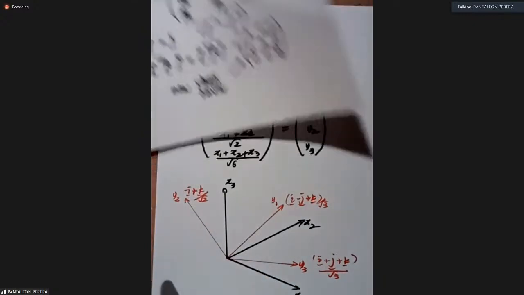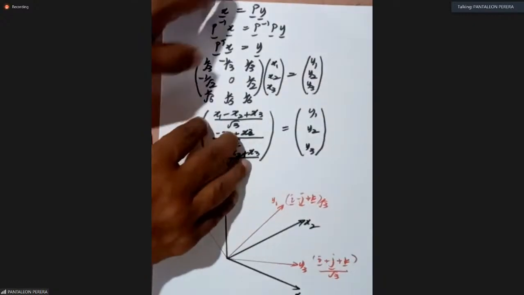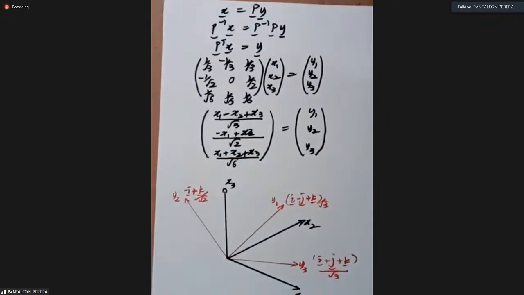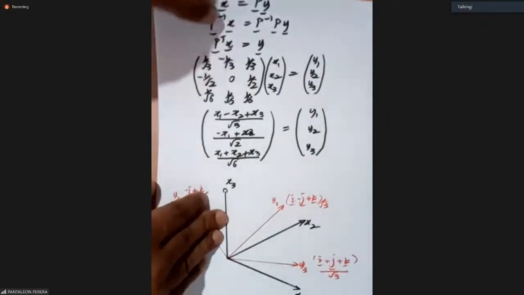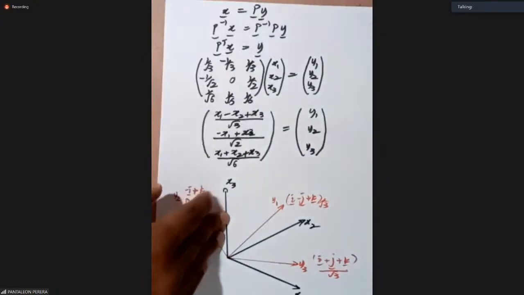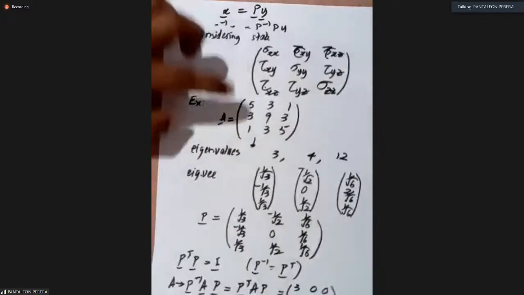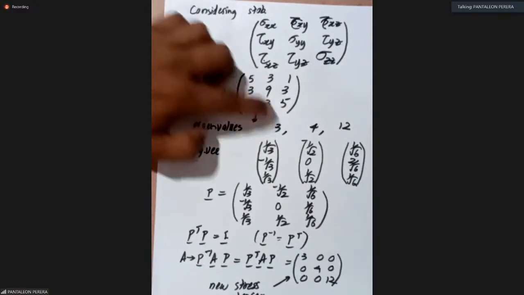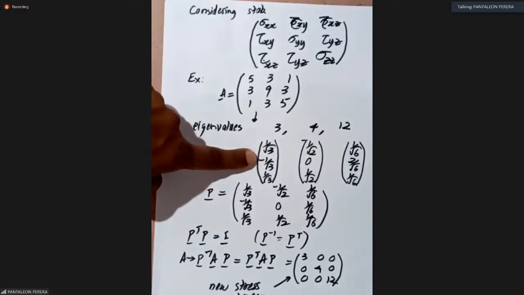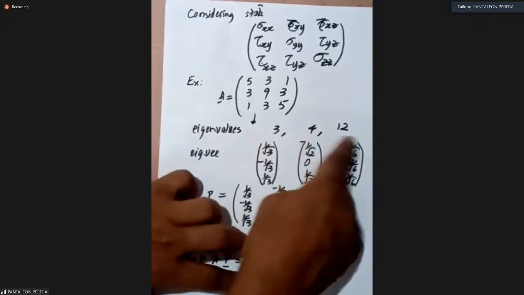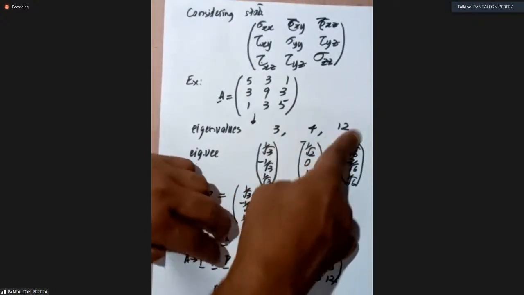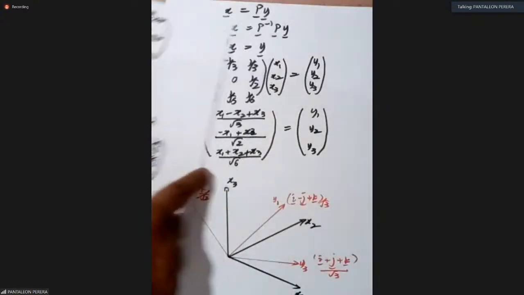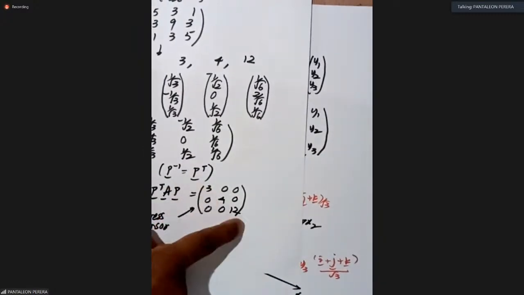Then we have no clue. Oh, where is it? Hold on. Then we have no clue. Now, if you find the eigenvalues and eigenvectors of this, these are the values you get in the final setup. These are called principal stresses.